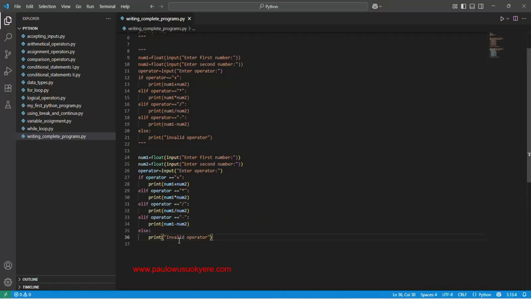So this is how to write complete programs. You can use the knowledge that you have got throughout this course to create any program that you want. So this is how to create programs using Python programming knowledge. Have wonderful studies and keep on learning more.